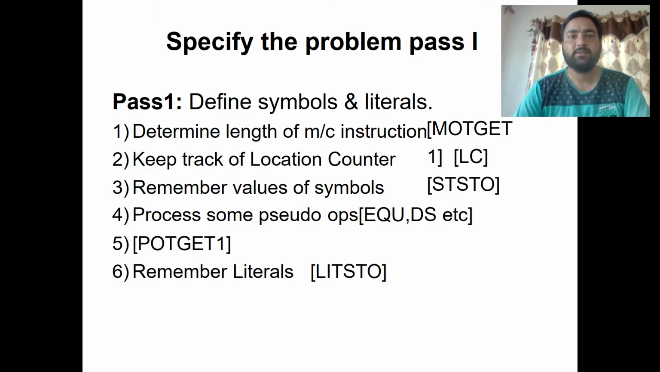So the first step, that is specifying the problem, defines the symbols and the literals. Then we determine the length of machine instruction. Then we keep track of the location counter. Then we remember the values of symbols by storing them in the SYMTAB data structure. Then we process some pseudo operation codes, some operations that are defined in the program. Then we remember the literals. That means we store the literals in a separate data structure.